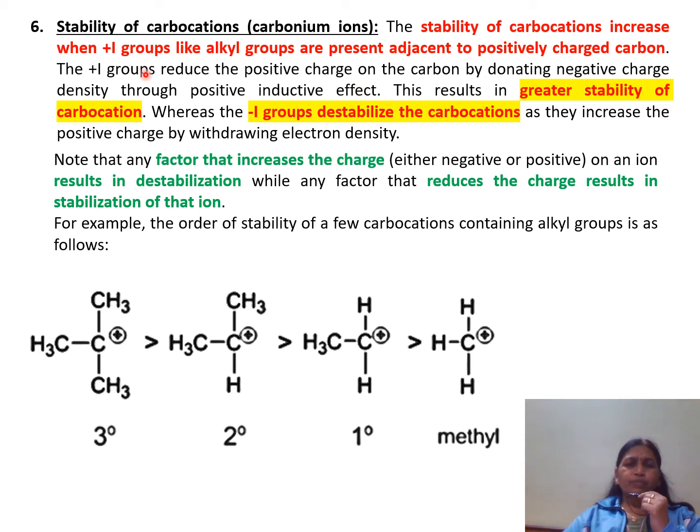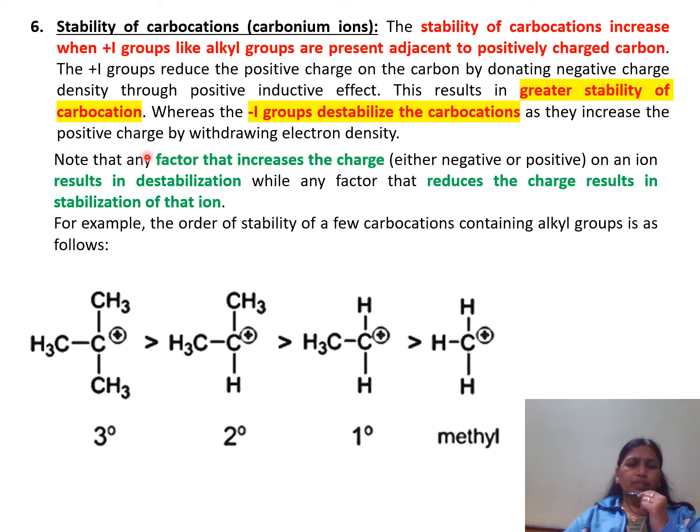The plus I group reduces the positive charge on carbon by donating negative charge density through positive inductive effect. This is the positive charge. This positive charge is reduced by the three methyl groups. Here the positive charge is reduced by the two methyl groups. This results in greater stability of carbocation, whereas minus I group destabilizes the carbocation. The minus I effect group will attract electrons towards them and the positive charge will be further increased. So the stability will decrease.